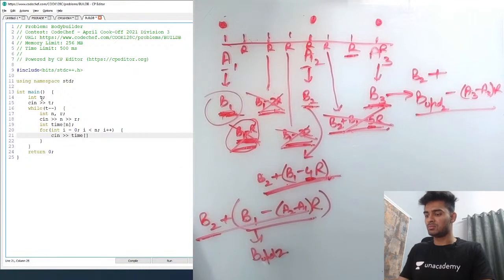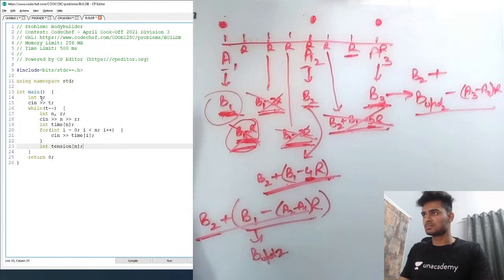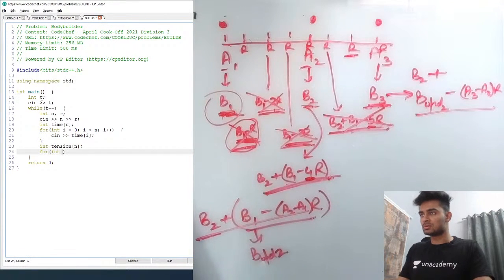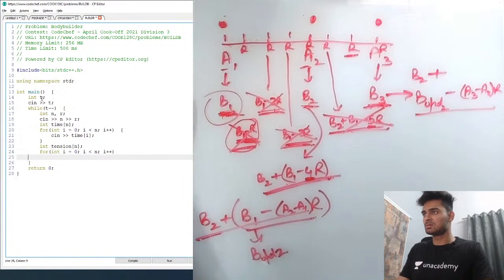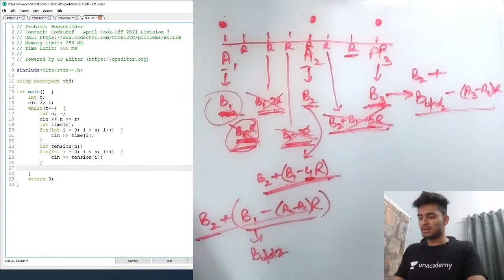Okay, cool. Then we again have a different array, and let's call it tension. So this is going to be a loop from i equals 0 to n, and then i plus plus, and we'll just scan tension. Okay, cool. We do not even need that.